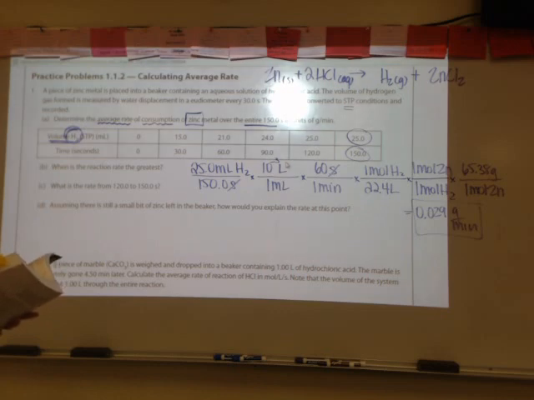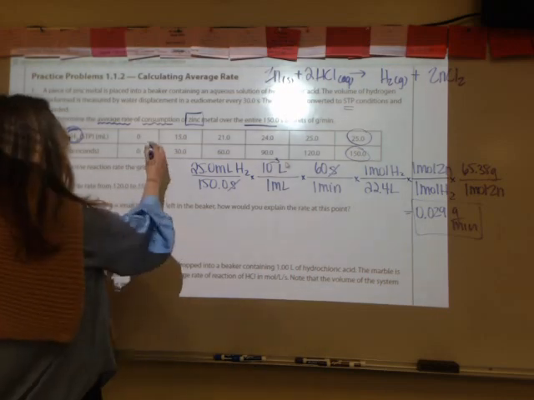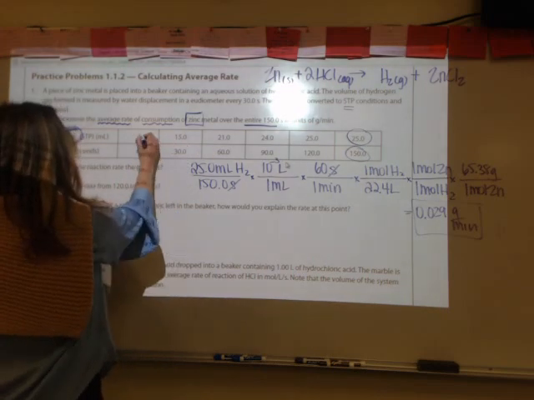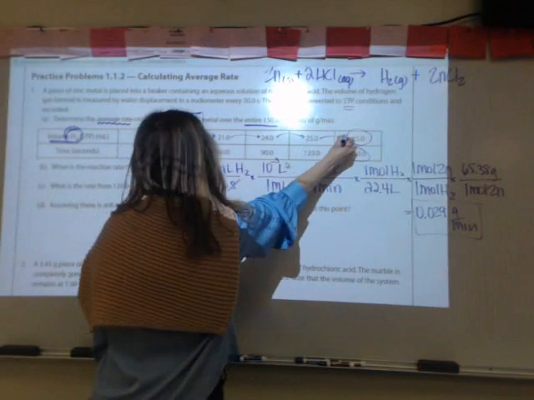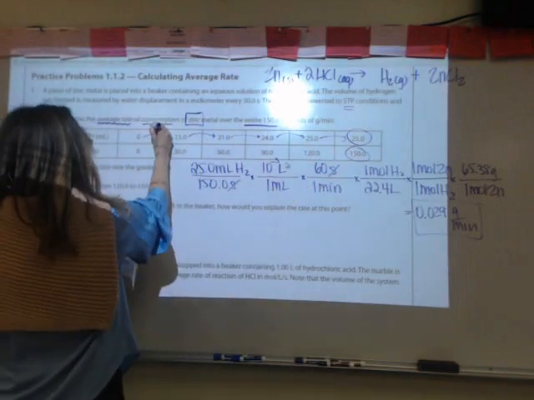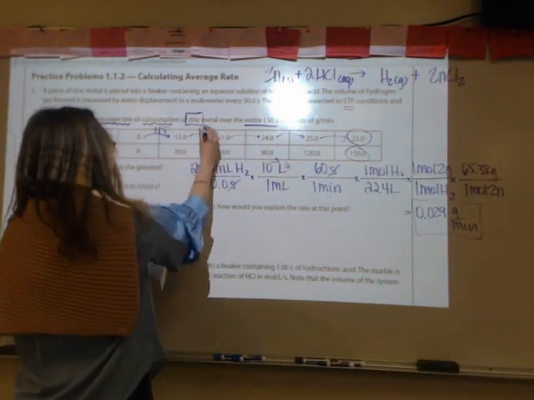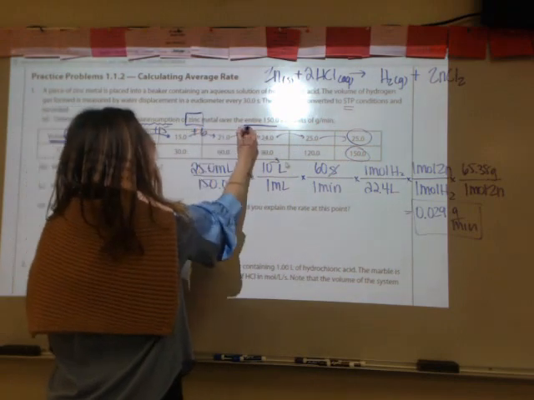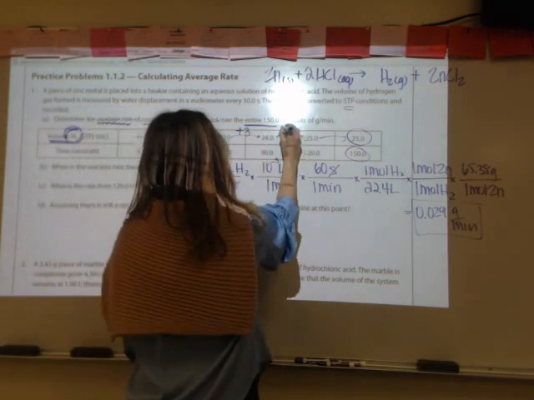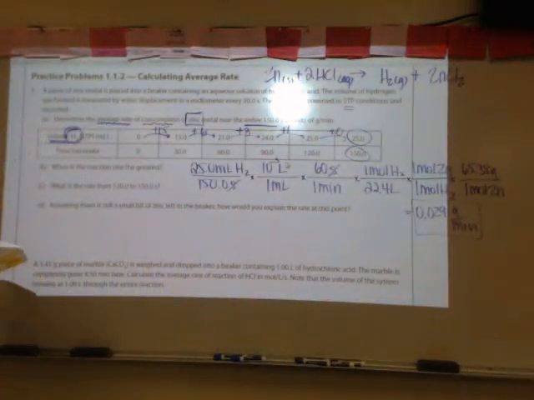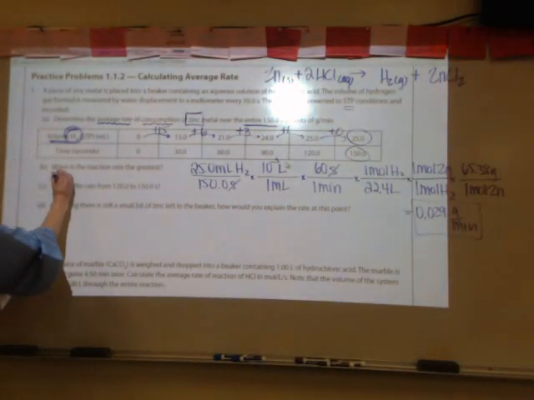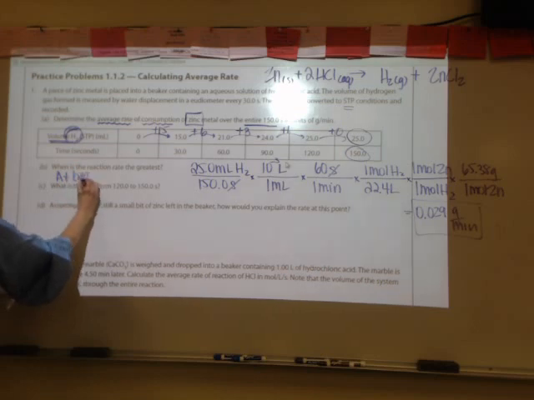Now, they ask us, when is the reaction the greatest? If you take a look, every 30 seconds, the volume of gas that is being produced is different. Here, we went up 15 milliliters. Here, you went up 6. This was 3, this was 1, and this was none. So what this is telling you is that the reaction is the greatest at the beginning.